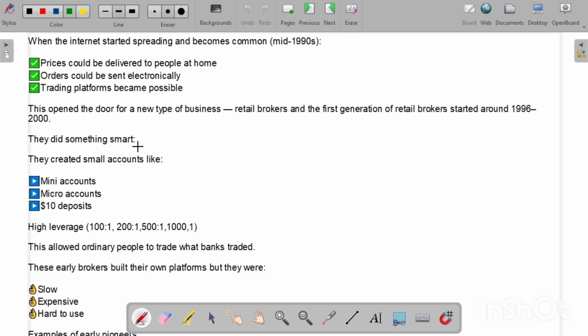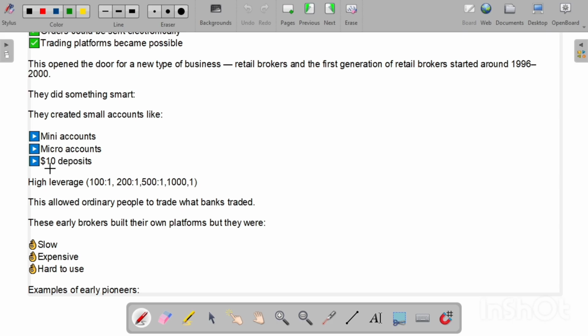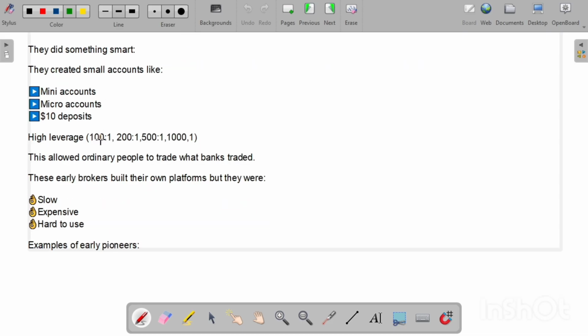So they did something smart, which created small accounts like mini lots, which we have been talking about, and micro lots, and then they introduced something else. It was now possible for you to trade with even $10 with the help of leverage. High leverages of 1:100, 1:200, 1:500, 1:1000. These are the types of leverages which were introduced by the retail brokers. So this allowed ordinary people to trade what banks traded.